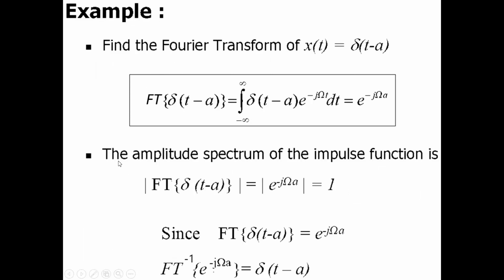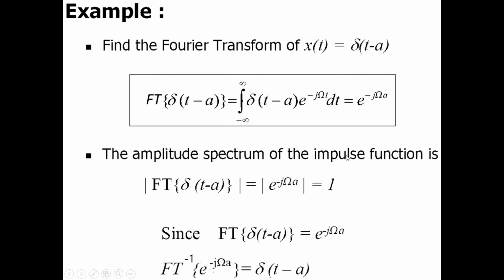Okay. Now let us try to find the Fourier transform of x(t) equal to delta(t minus a). So we have to find the Fourier transform of the impulse function shifted by a. The formula is the integral from minus infinity to infinity of delta(t minus a) e to the power minus j omega t dt. So this value will be 1 for t equal to a. So if we solve it, e to the power minus j omega a will be the answer.